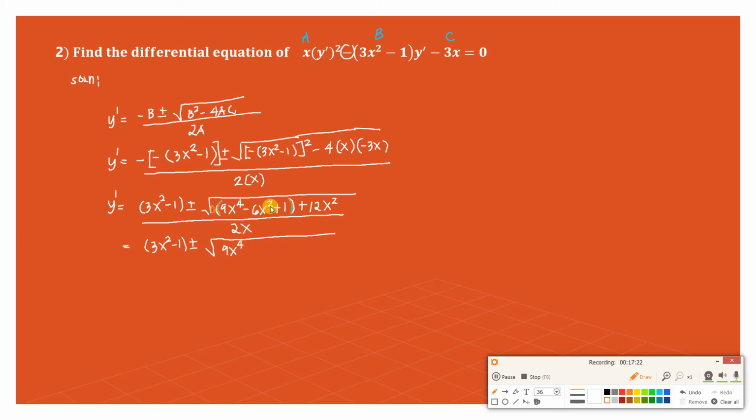Minus 6x squared. May x squared rin to. So, negative 6x squared plus 12x squared is plus 6x squared plus 1, divided by 2x. Okay? So, next. If we're going to analyze yung nasa loob ng square root or ng radical, 9x to the fourth plus 6x squared plus 1.